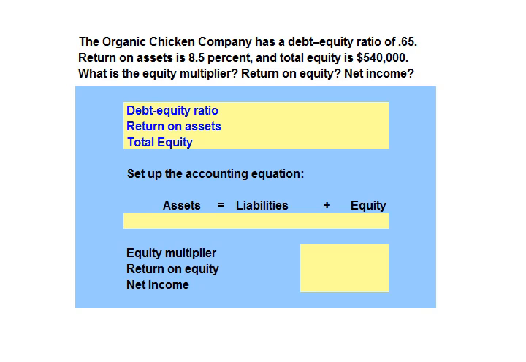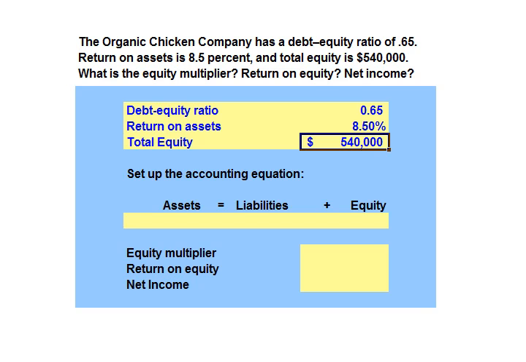The organic chicken company has a debt-to-equity ratio of 0.65, a return on assets of 8.5%, and total equity of $540,000. What is the equity multiplier, the return on equity, and net income? First, we'll make use of our debt-to-equity ratio.